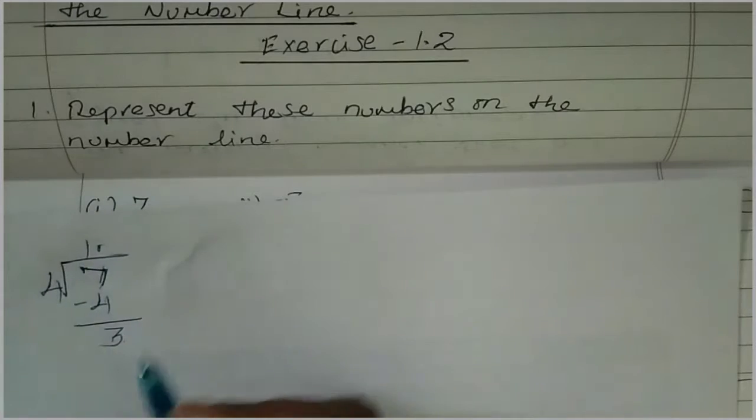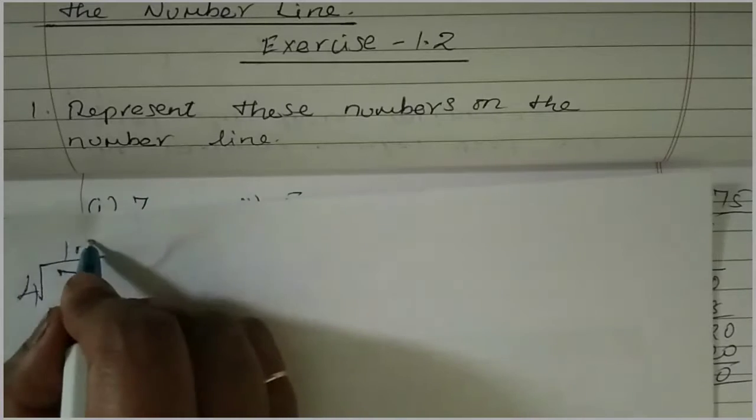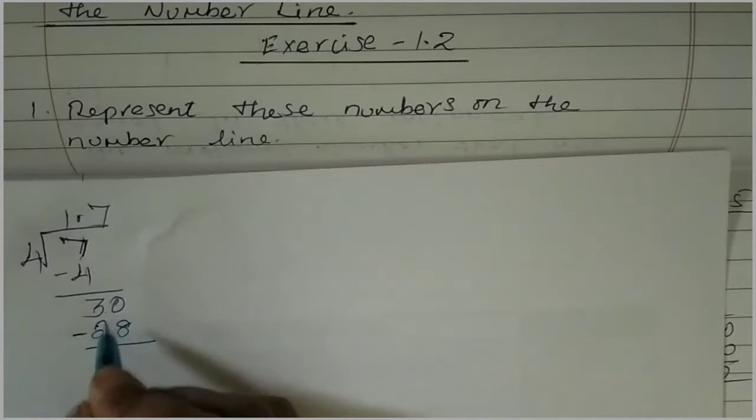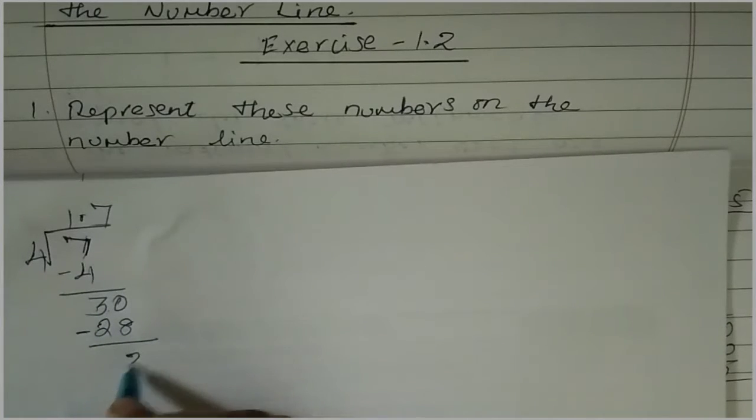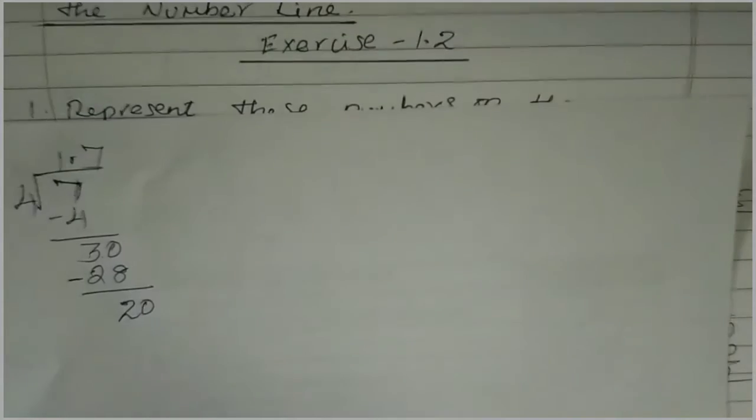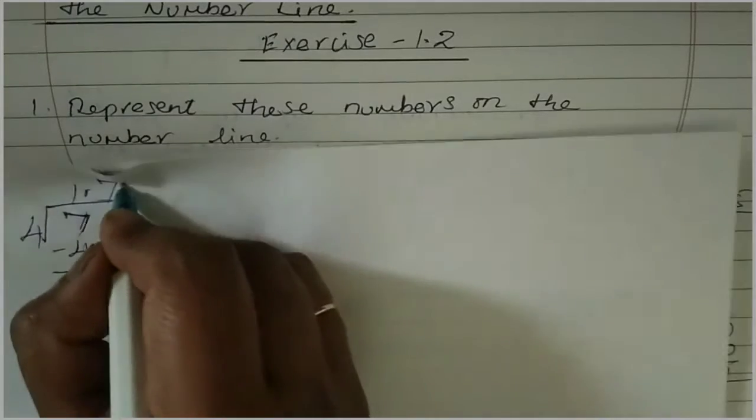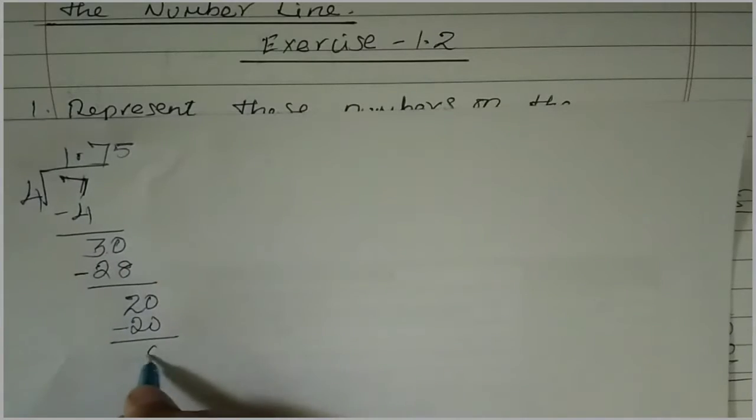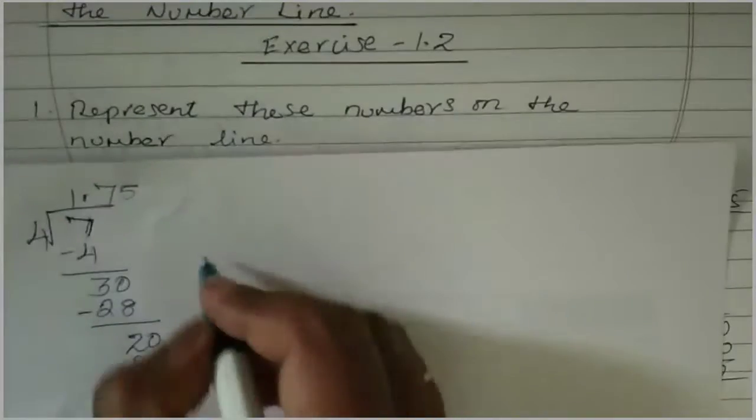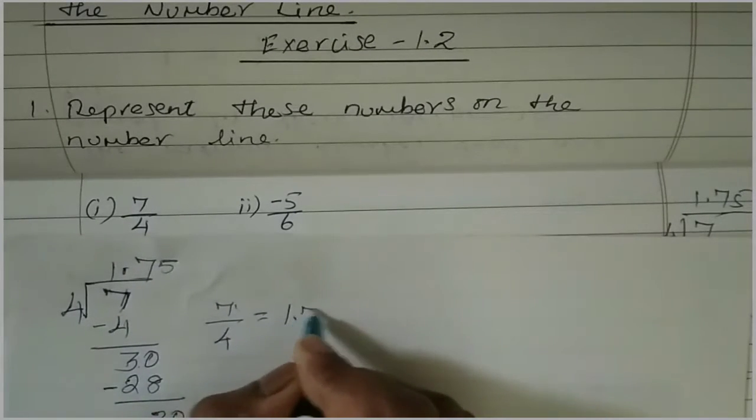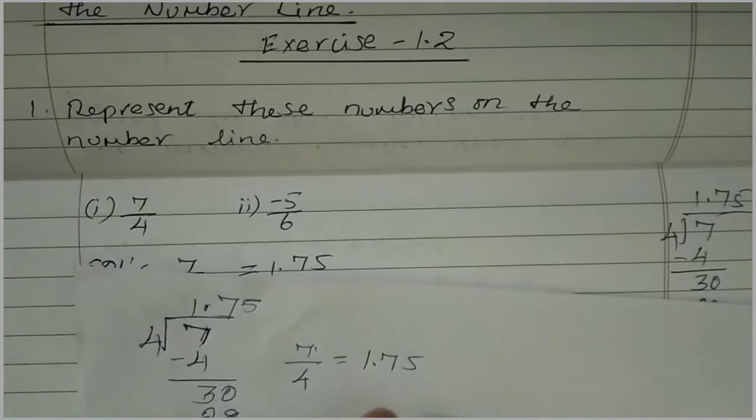When we compare these two values, this is the lesser value, so we put the decimal point and introduce 0. Then how many times? 7 4s are 28. Subtracting these two values, the answer is 2. Already the point is there, so we take 0. Then 5 4s are 20, so 20 minus 20 equals 0. So 7 divided by 4 equals 1.75.